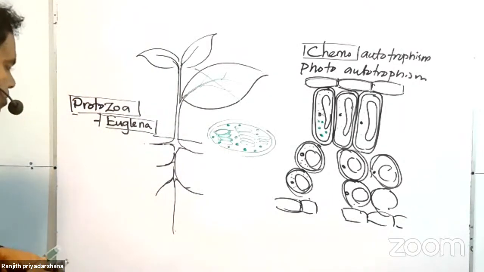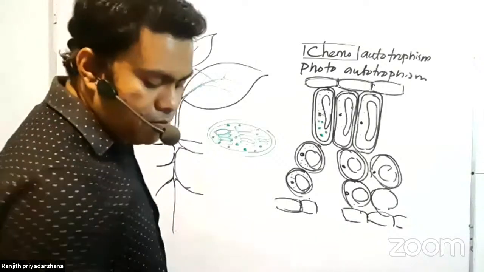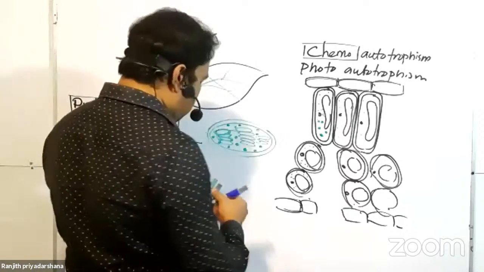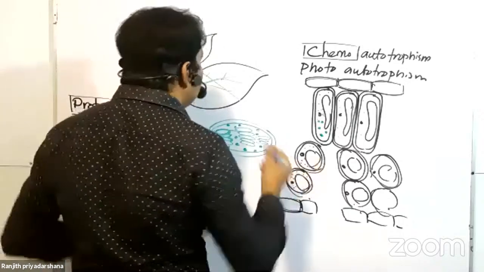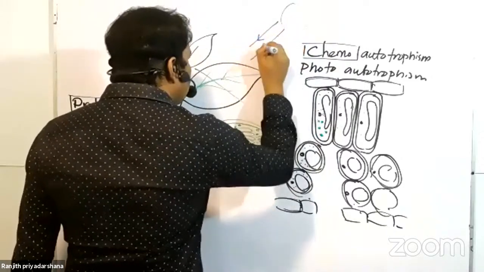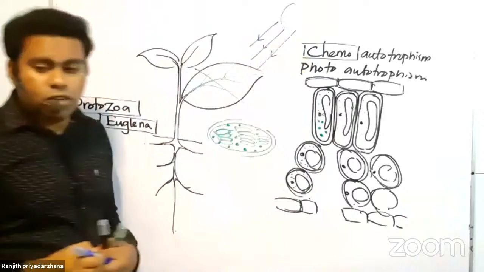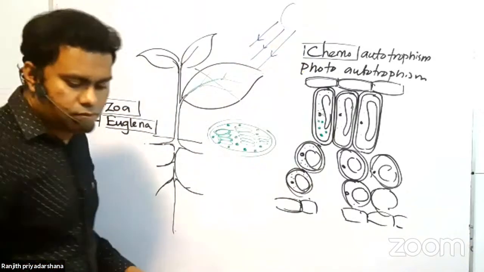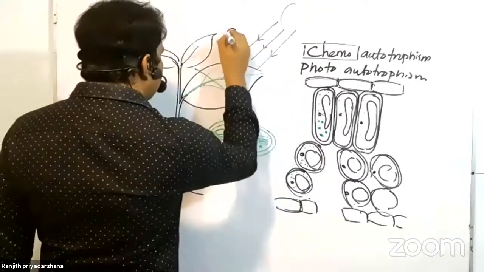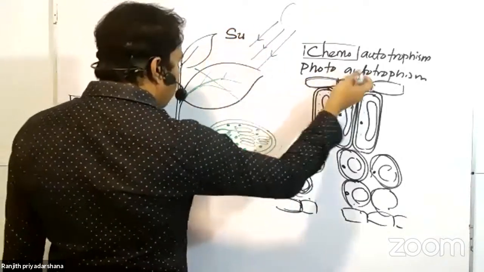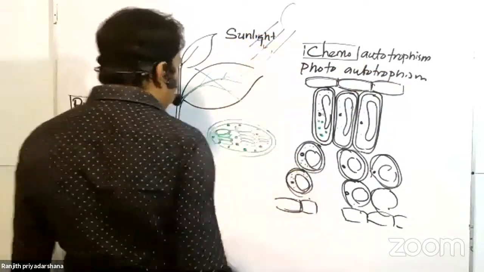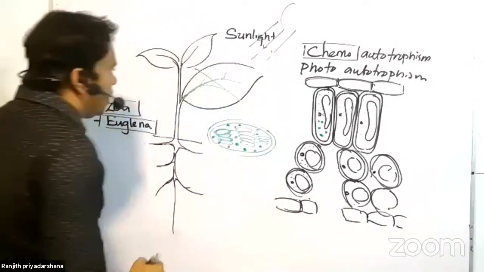Yes, the topic is factors affecting photosynthesis. Now look at the board. Yes, energy of sunlight. This is the main source of energy as we are discussing photoautotrophism. Sunlight is one factor. Actually, that factor is the energy source.